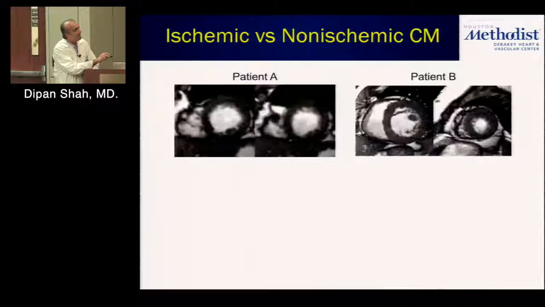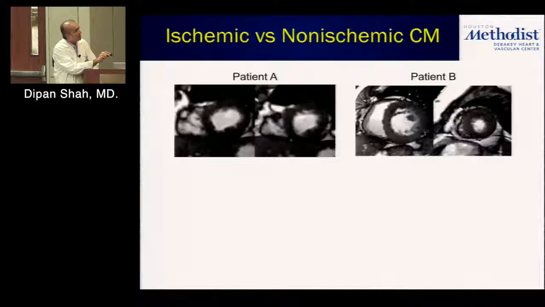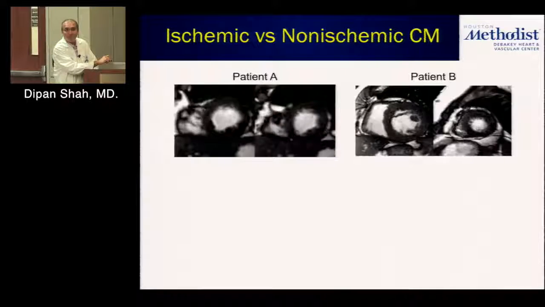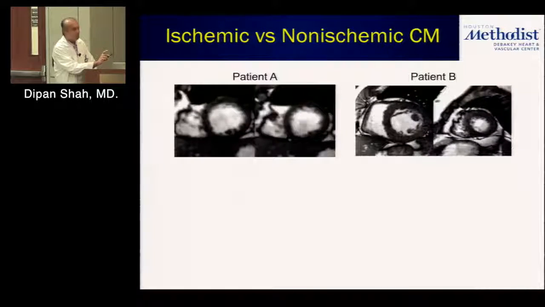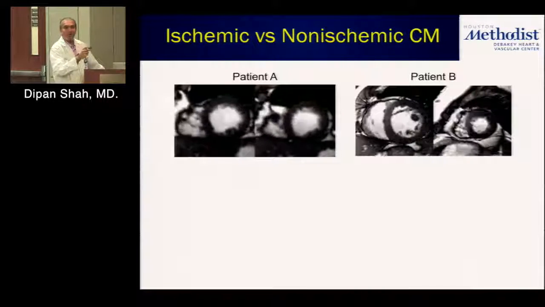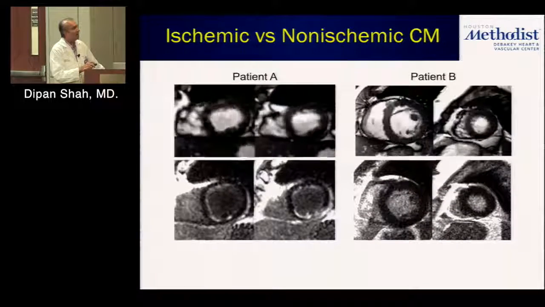Looking at the cine images, how many of you think that patient A has ischemic cardiomyopathy with significant CAD? Raise your hand. Okay, a couple people. How many of you think it's patient B that has ischemic cardiomyopathy? Raise your hand. So either a lot of people are sleeping right now, this postprandial lunch somnolence has set in, or what you're telling me is it's hard to tell just by looking at the pattern of wall motion.